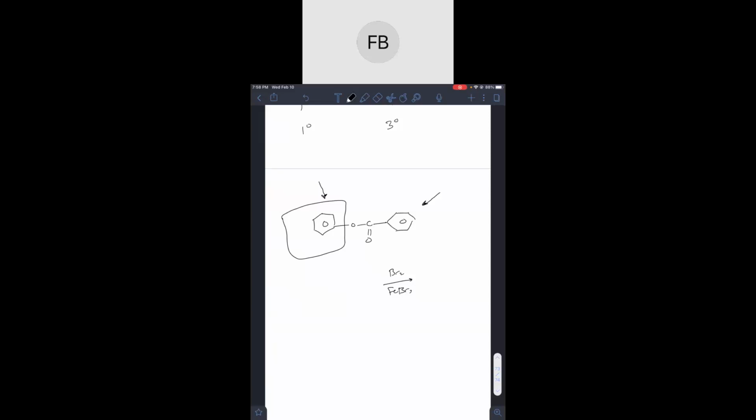Now, since it's activating, it's also ortho-para-directing. So we're going to have to put it in either the ortho position or the para position. What's the ortho position? Right here. The para position is right here. But which one is going to win? The para position is going to win because of steric hindrance. This is not a small group.